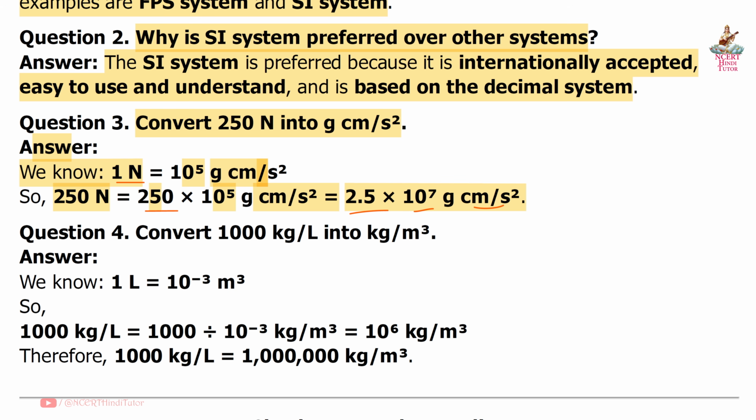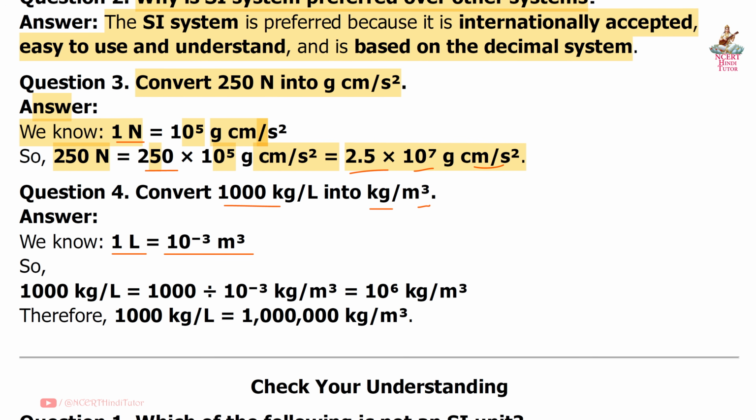Question 4 Convert 1000 kg per liter into kg per meter cube. So friends, we know 1 liter is equals to 10 to the power minus 3 meter cube. So 1000 kg per liter is equals to 1000 divided by 10 to the power minus 3 kg per meter cube. So it becomes 10 to the power 3 divided by 10 to the power minus 3.